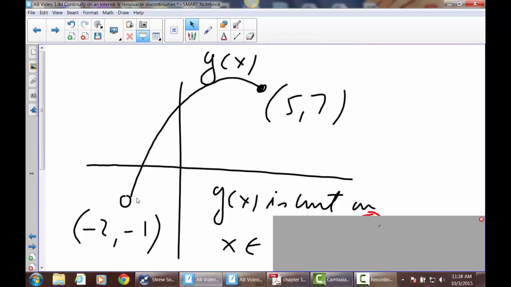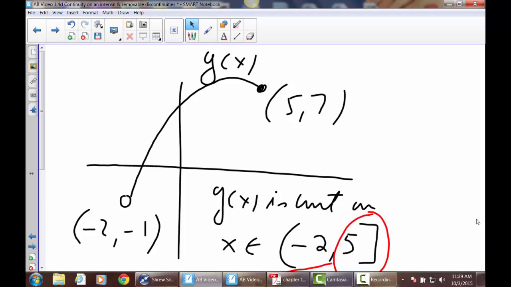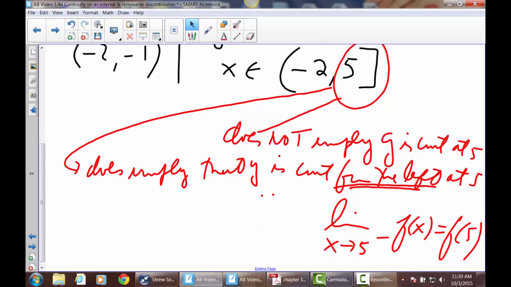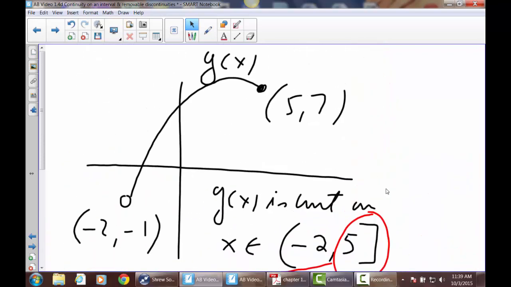So here's another example. As you can see, it's continuous everywhere between x equals negative 2 and x equals 5. There's no breaks in the graph. But here you have an open dot at the negative 2, a filled in dot at 5. So it's pretty easy. If there's an open dot, you'll put a round parentheses for the continuity interval. Filled in dot, you'll put in a square bracket. Okay? Again, I want to emphasize this does not imply that the function is continuous at 5. It does imply that it's continuous from the left at 5, meaning that the limit as x approaches 5 from the left of f of x does indeed equal f of 5. Okay?